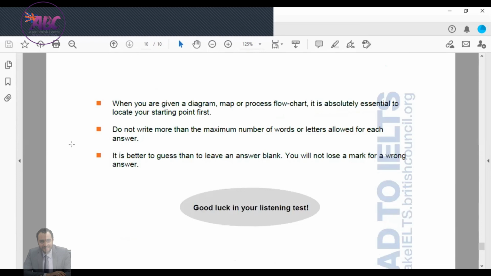When you are given a diagram, map, process or flowchart, it's absolutely essential to locate your starting point, where you are on the map. Do not write more than the maximum number of words or letters allowed in each answer. It's better to guess than to leave the answer blank, because you will not lose a mark for a wrong answer.